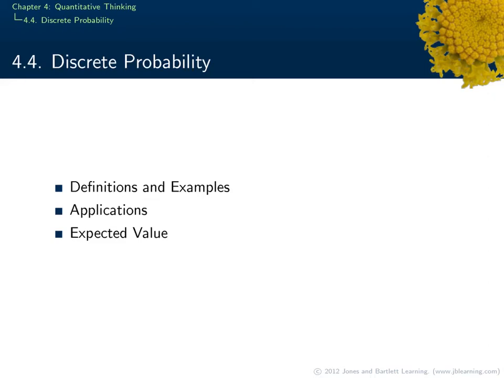This video is on section 4.4 about discrete probability. So we'll give some definitions and examples and some applications, and then we'll also talk about something called expected value.